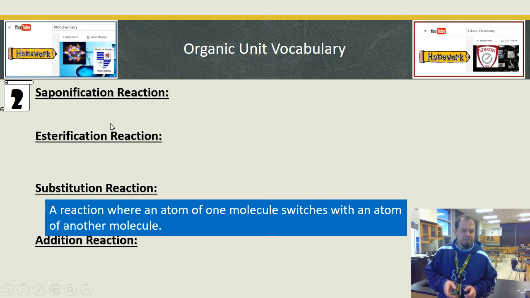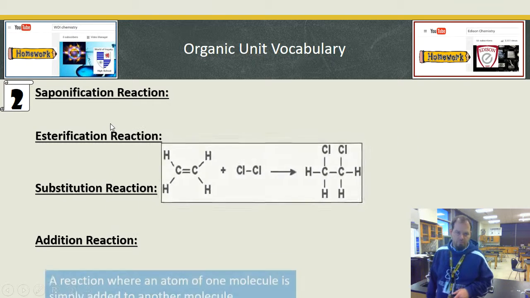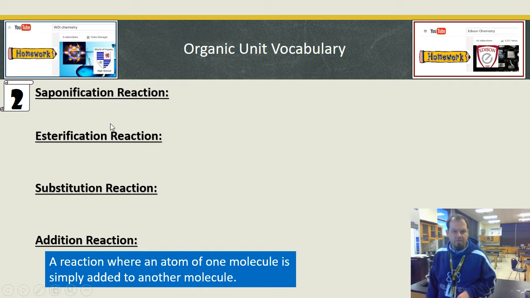And then the addition reaction is very similar, except for there is a double bond on the molecule. So if I break that, I can literally just add in the halogens. I don't have to switch them out. So in an addition reaction, there'll only be the one product. It's a reaction where an atom of one molecule is simply added to the atom of another molecule, addition reaction.